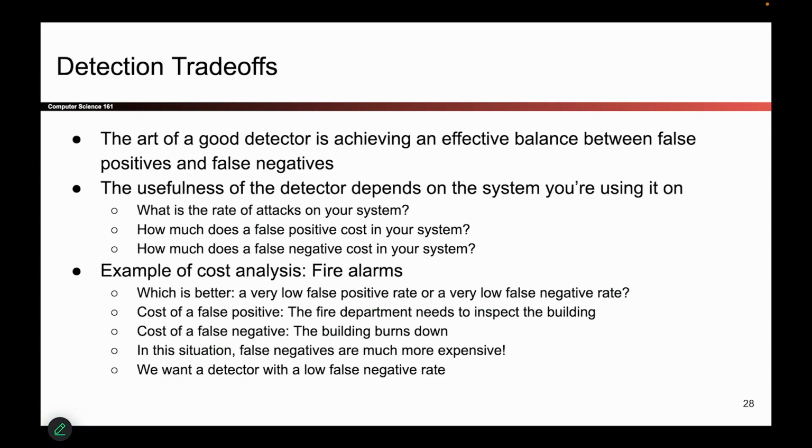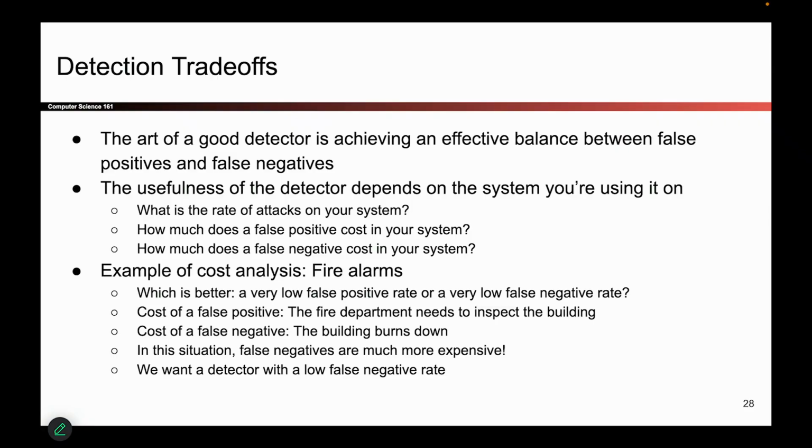Another big question that affects how good a detector is for your system is how much the false positive costs and how much the false negative costs. So sometimes it's better to make a mistake in one direction than make a mistake in the other direction. One classic example of this is the fire alarm. So a fire alarm is a detector. It says yes or no to whether there's a fire, and sometimes it gets it wrong. So a false positive would be a case where the fire alarm goes off, so we said yes, but there wasn't a fire. A false negative would be the case where there is a fire, but the alarm doesn't go off. The answer was yes, we said no.